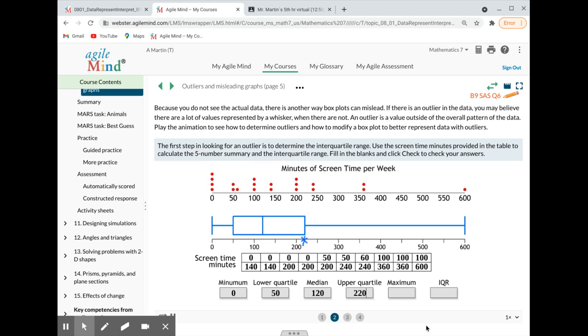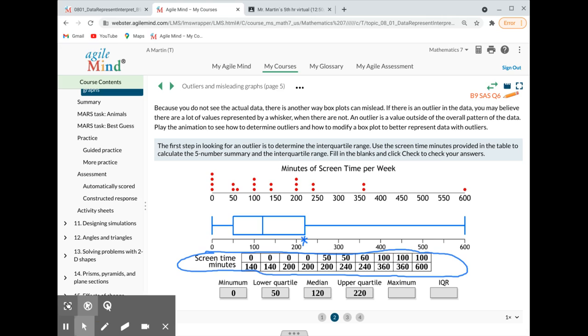What is the maximum, Erica? What's the largest number in that data? What is the largest number in the screen time minutes? I couldn't understand you because you're breaking up really badly. Okay, I'm going to type it, but what I'm looking for is the largest number in the data.